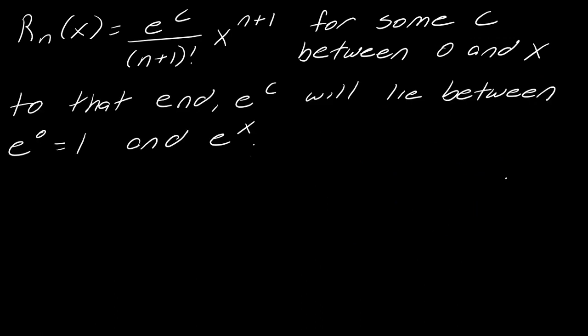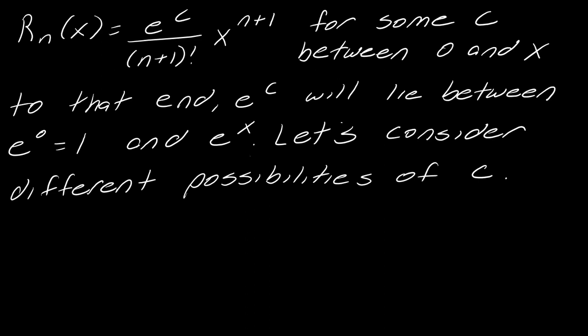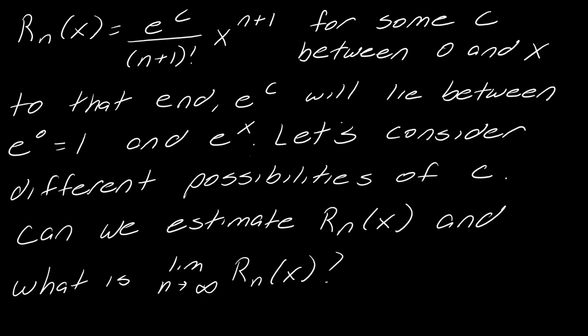To that end, if c is between 0 and x, then e to the c is going to lie between e to the 0 and e to the x. So we're going to consider some different possibilities of c. There are two things I want to investigate here. First, can we estimate what this r sub n of x is? How could we do that? And second, this really important thing I told you about: as n goes to infinity, what does this equal? We're going to break these up into two pieces.